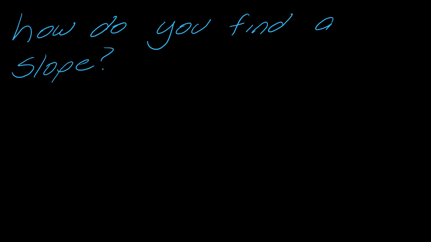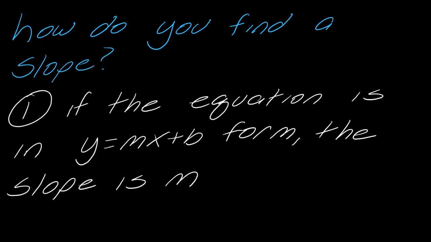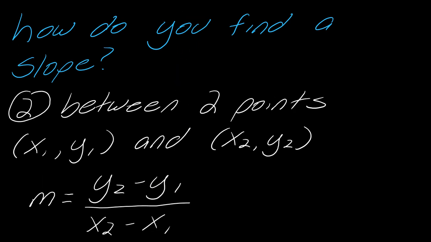How do you find a slope? Well, this could be easy, because if your equation is in the y equals mx plus b form, then the slope would just be m. But if you don't have that, let's say that you have just 2 points, then you're going to use the slope formula. That's y2 minus y1 over x2 minus x1. Very important formula. And there are 2 things that I want to mention regarding the slope formula.